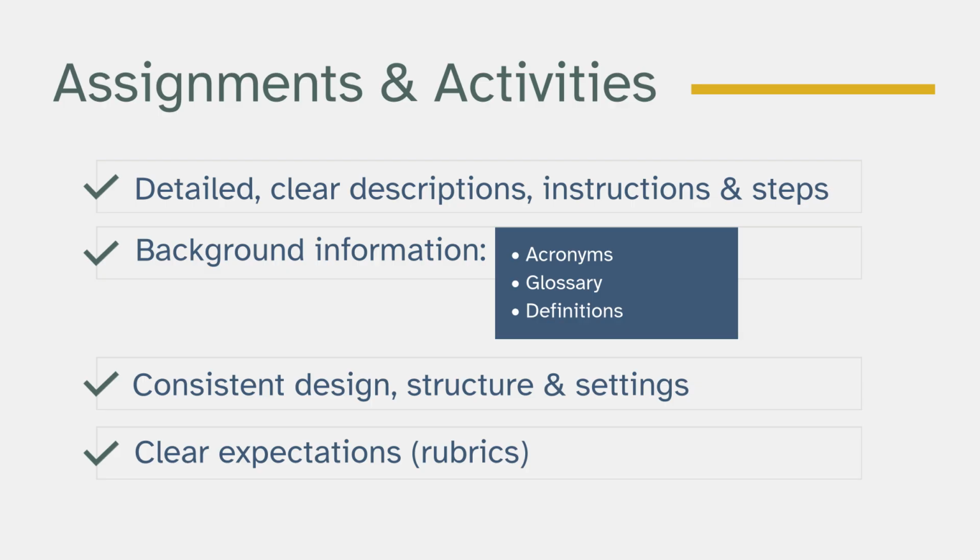Maintain consistent design, structure, and assignment settings throughout the course. To reduce cognitive load, for example, set all your course activities to close on Sundays at 11:55 p.m. Finally, communicate clear expectations by providing detailed rubrics. Rubrics help students understand how their work will be evaluated and support more equitable grading.